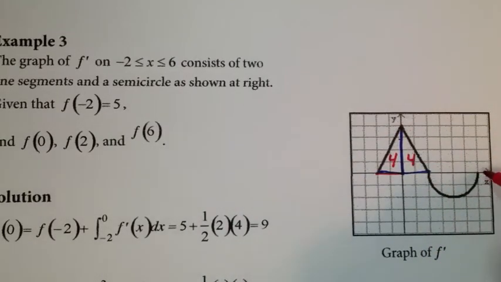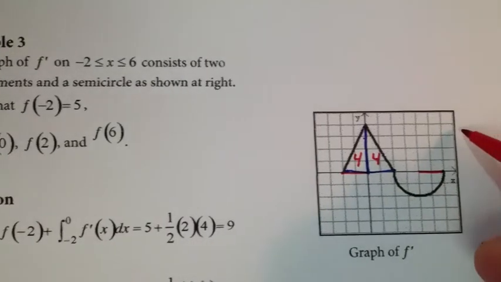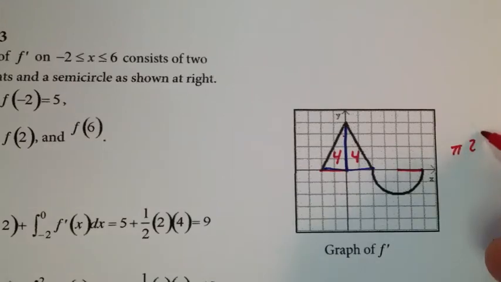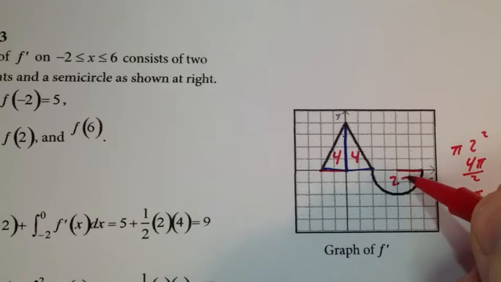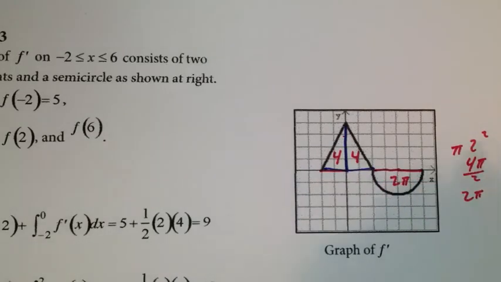And we have a semicircle over here. It has a radius of 2, and we know that pi r squared, pi times 2 squared, is the area of a circle, so 4 pi is the area of the circle, but we have to cut that in half, and we get 2 pi as the area below the curve.